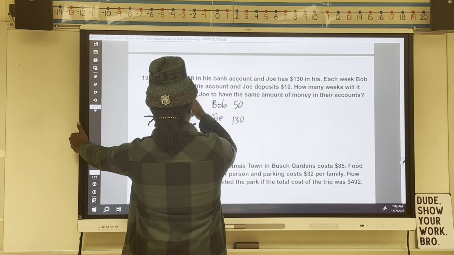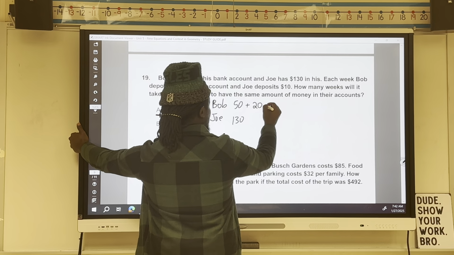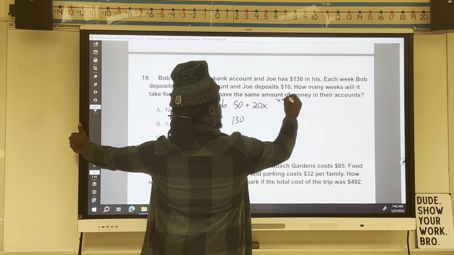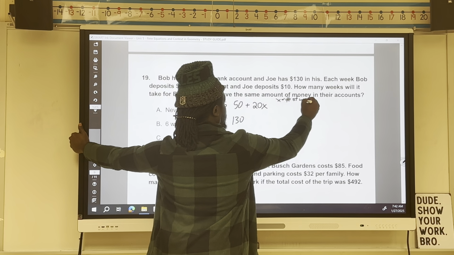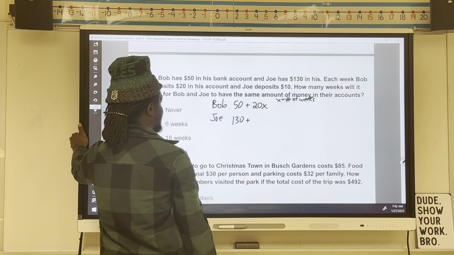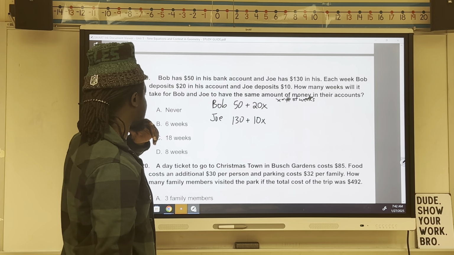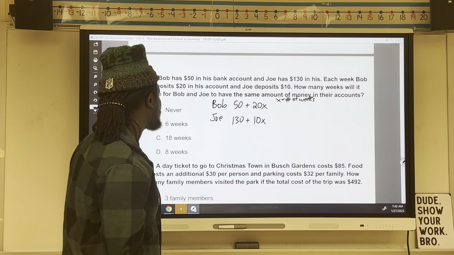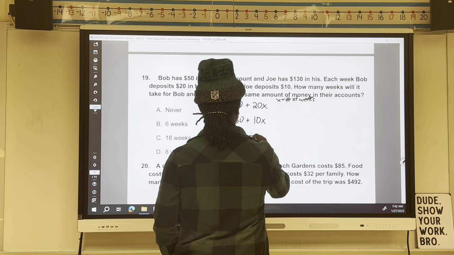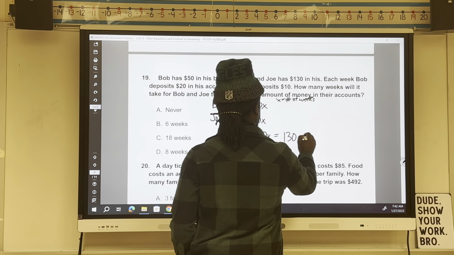Bob deposits 20 each week. So he's going to do plus 20, and each week is going to be 20x. So x equals the number of weeks. Okay. And then it says Joe deposits 10 each week. Okay. And so those are my two equations for my two people. All right. When would they have the same amount of money? So I'm going to set these equal to each other, right? Because that's what I want to know. I want to know when would they have the same amount of money.